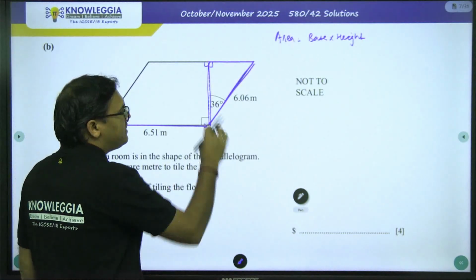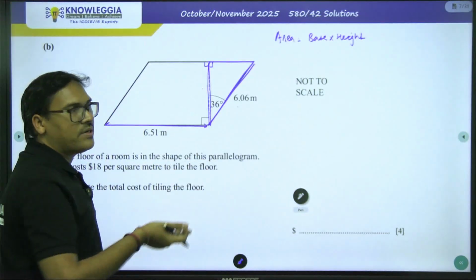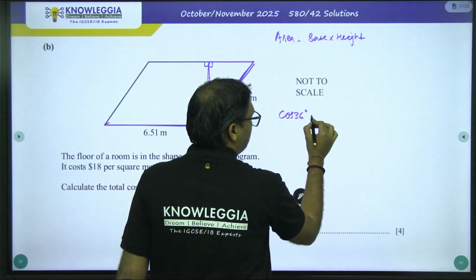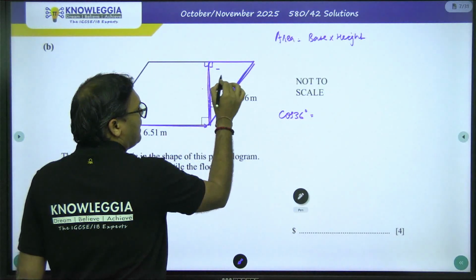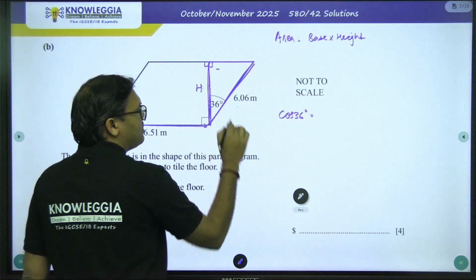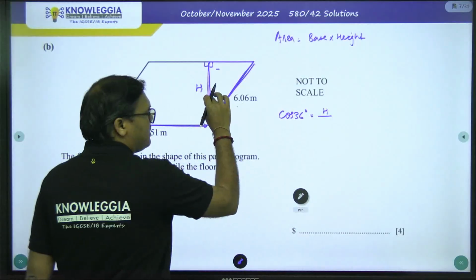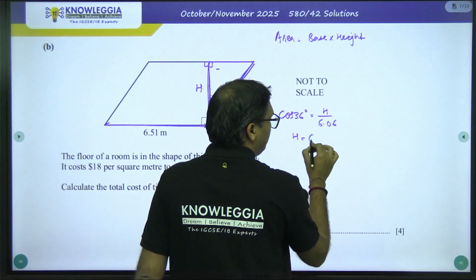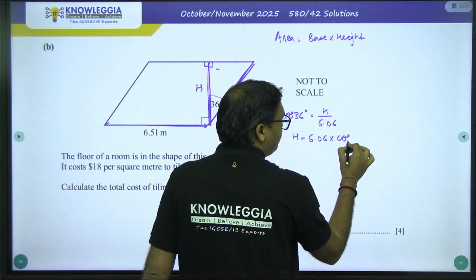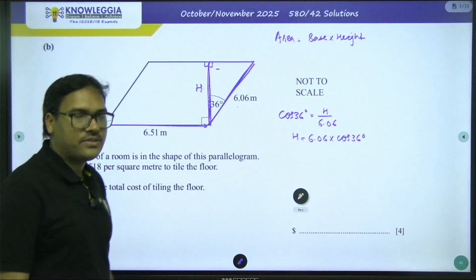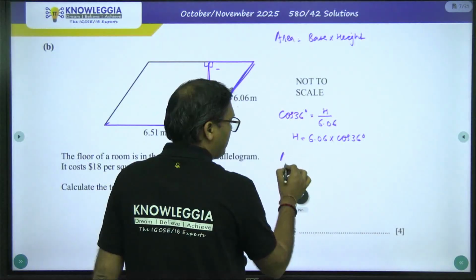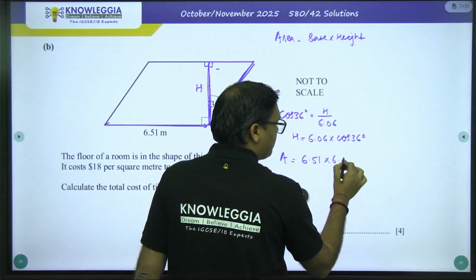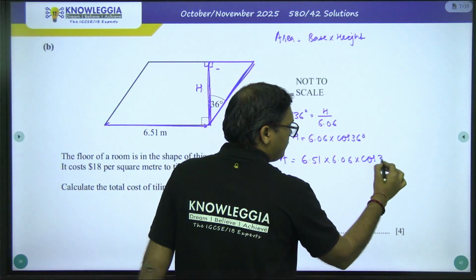So now 36. This is adjacent and this is hypotenuse. For adjacent and hypotenuse, we can use cosine. So cos 36 degrees is equal to this height. In this triangle, I am applying the trigonometry. Let's say this height is h. So this is h upon the adjacent side, and this is the hypotenuse, 6.06. So h is equal to 6.06 into cos 36 degrees. This is the height. Now what is the area? Area of this parallelogram will be equal to the base, that is 6.51, into height, 6.06 into cos 36 degrees.